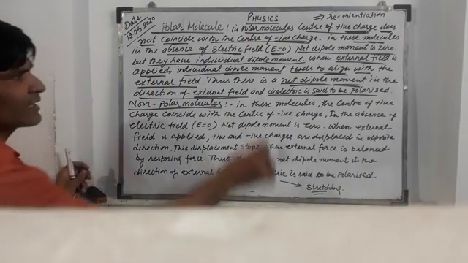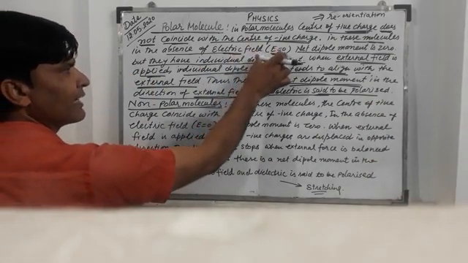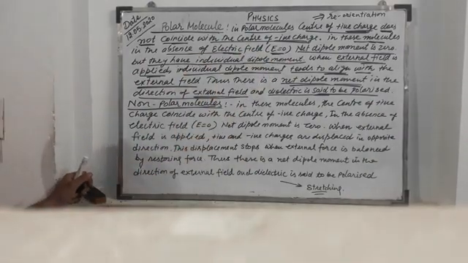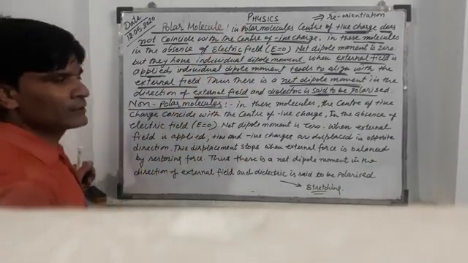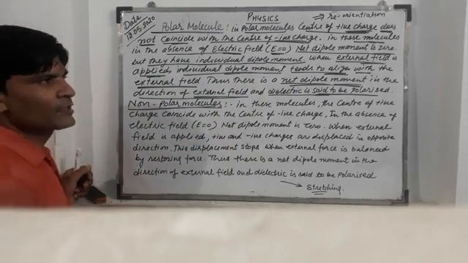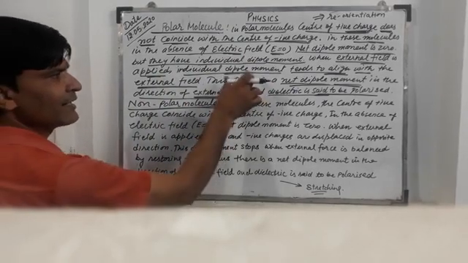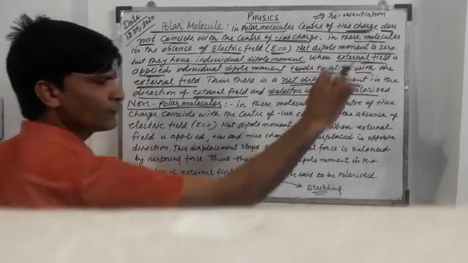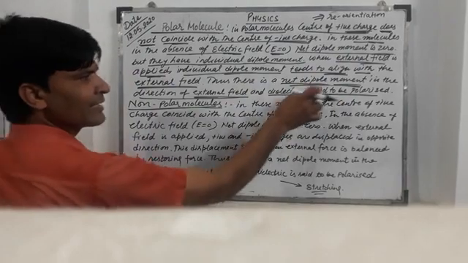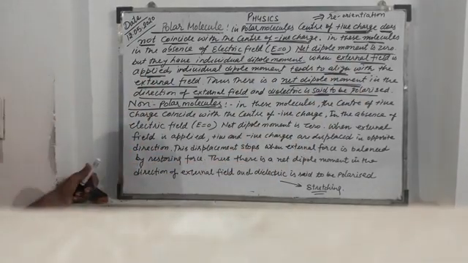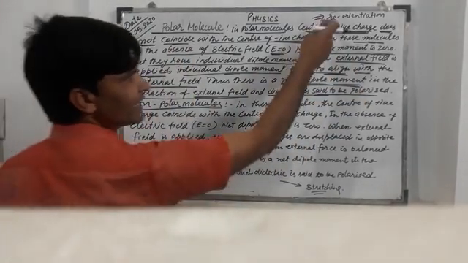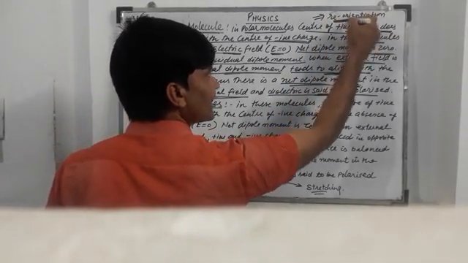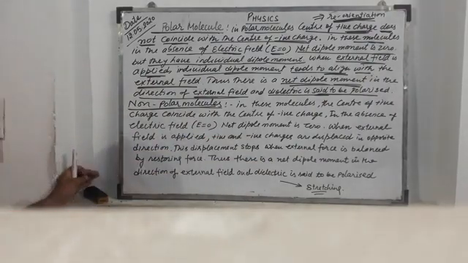Once again, in the absence of an electric field, they have individual dipole moments in different directions, but when an external field is applied, the individual dipole moments align in the direction of the electric field and the dielectric is said to be polarized. In this case, molecules are reoriented, meaning reorientation takes place.